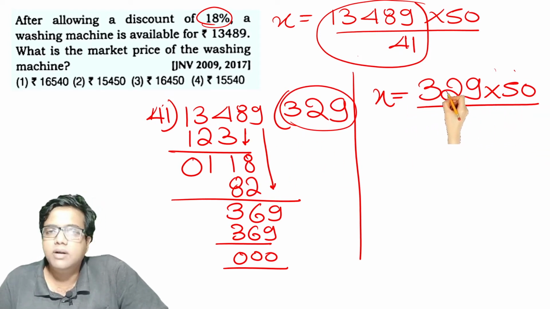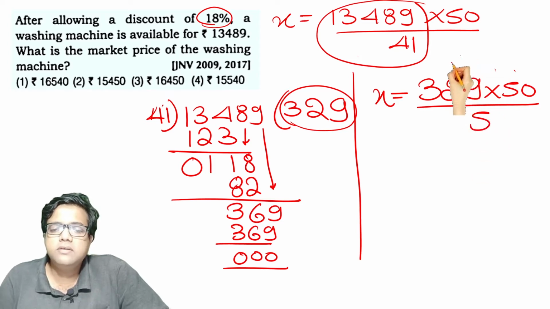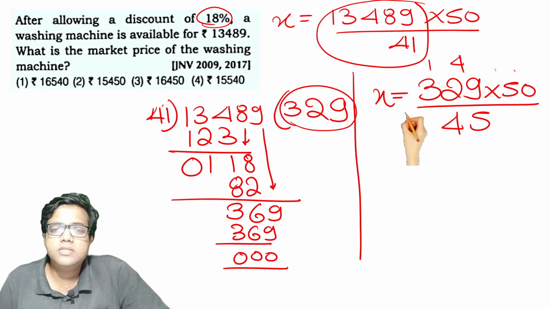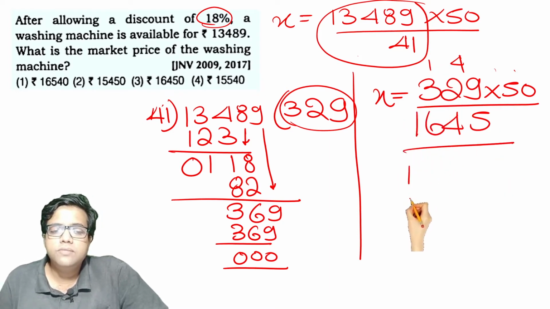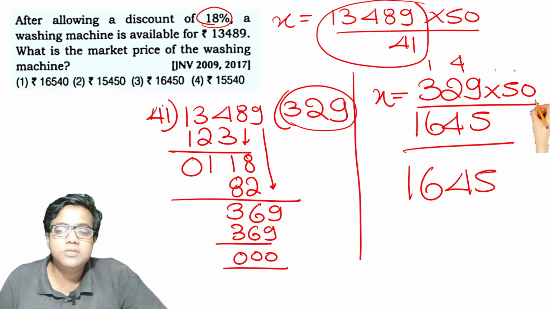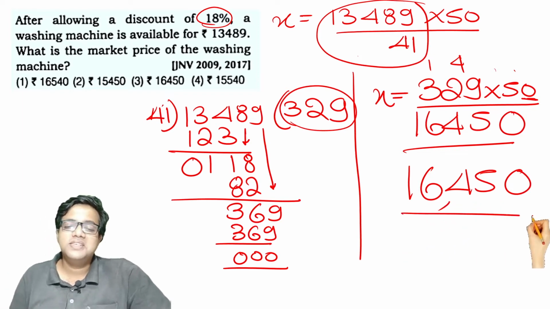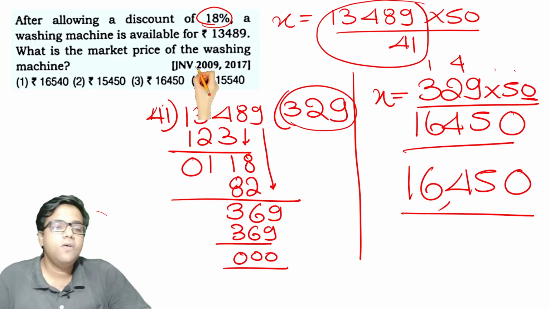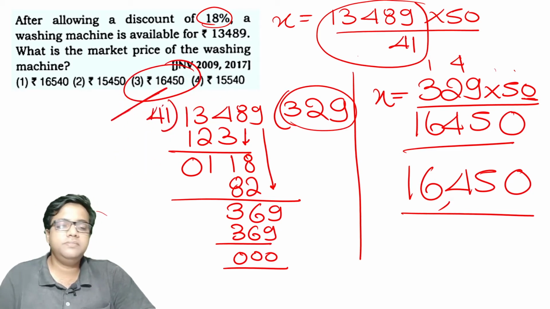Now let us do the multiplication. 5 9s is 45, 4 carry over. 5 2s are 10, 10 plus 4 is 14, 1 carry over. 5 3s are 15, 15 plus 1 is 16. So 1645 is not the answer because there is one more 0 here. You need to keep that 0 as well. So therefore 16,450 is the market price of the washing machine. Option 3 is the right answer.